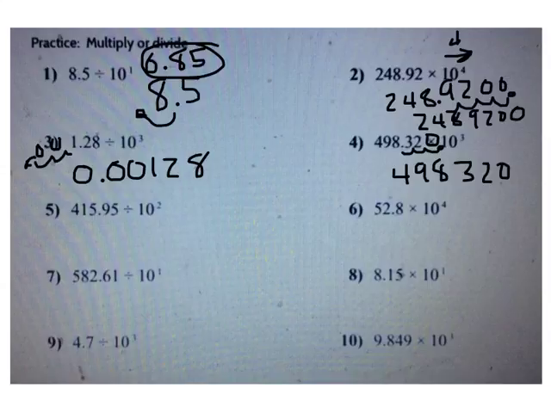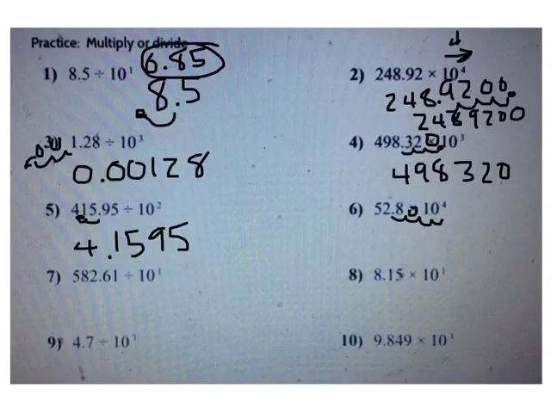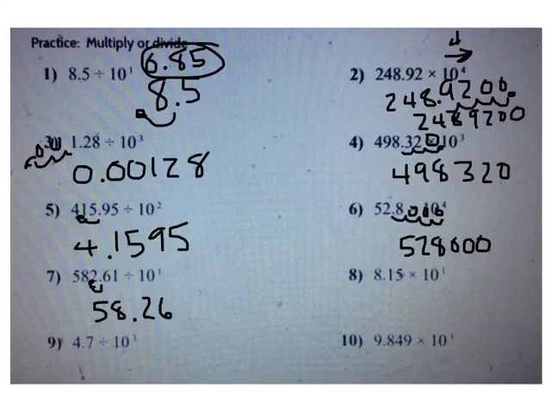So the correct answer is 498,320. What's number 5? Well, it appears the decimal moves to the left twice. So the answer is 4.1595. What's number 6? Well, it appears the decimal moves to the right 4 times. 1, 2, 3, 4. So the answer is 528,000. What's number 7? Well, it appears the decimal moves to the left 1 time. So the answer is 58,261,000.